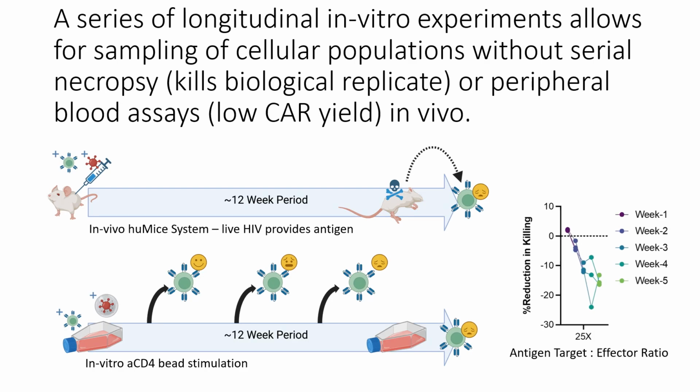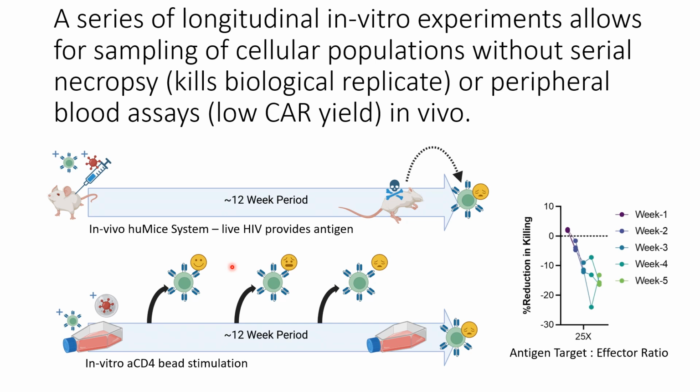Well, this is exactly the kind of assay that I developed in my lab with Dr. Claiborne, where we developed a chronic stim assay that stimulates the chimeric antigen receptor with a cognate antibody that interacts with our surface receptor, right? And there is a huge benefit when you compare it to in vivo systems where you either take serial or peripheral blood assays on a weekly basis, but that has a very poor CAR yield, or you do serial necropsy, which eventually kills off your entire study.